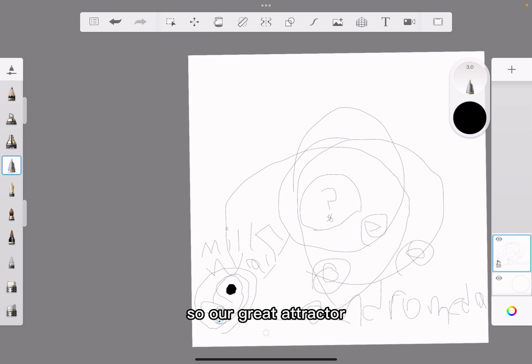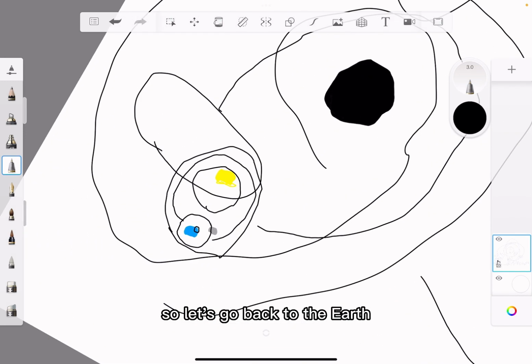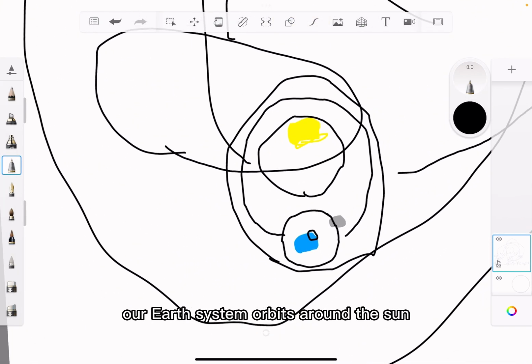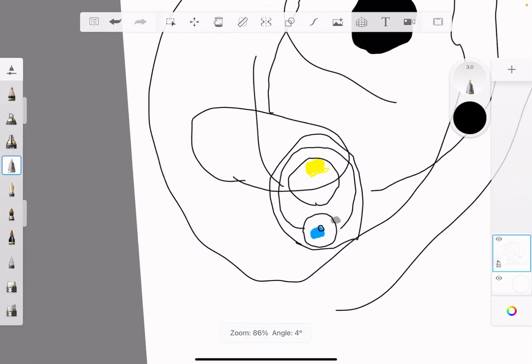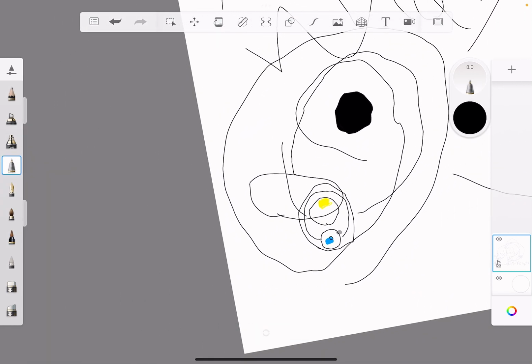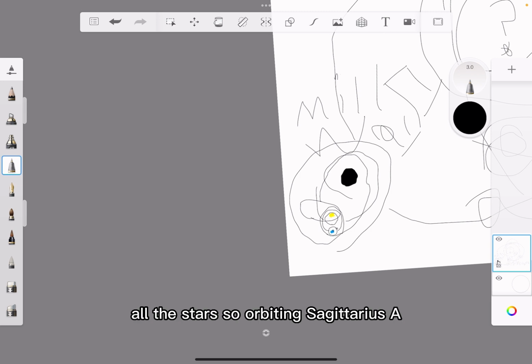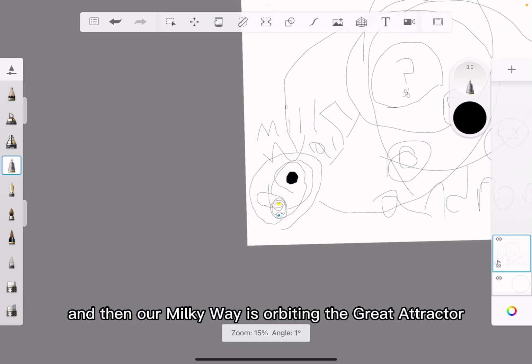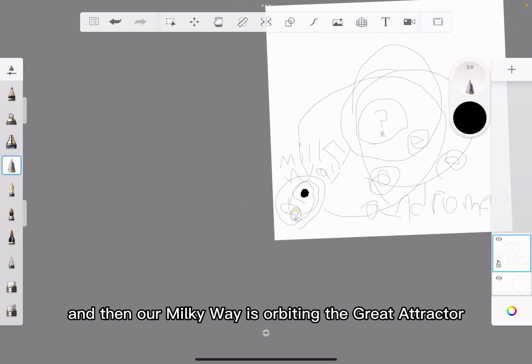So our Great Attractor is what our galaxy orbits around. So let's go back to the Earth. We have the Earth here. The Earth orbits around a barycenter, which is the center of our small Earth system. The Moon orbits around the Earth. Our Earth system orbits around the Sun. The Sun orbits around Sagittarius A, which makes up our galaxy, all the stars orbiting Sagittarius A, and the stars have their own planets as well, just like ours. And then our Milky Way is orbiting the Great Attractor.